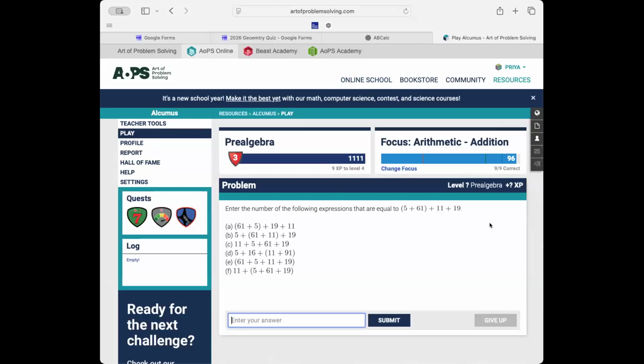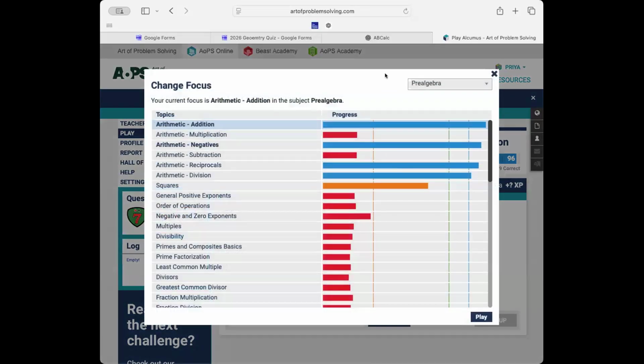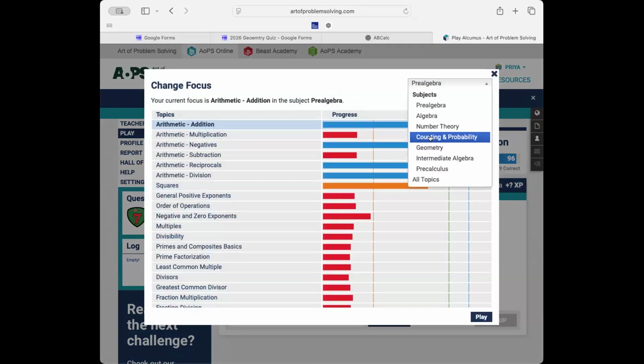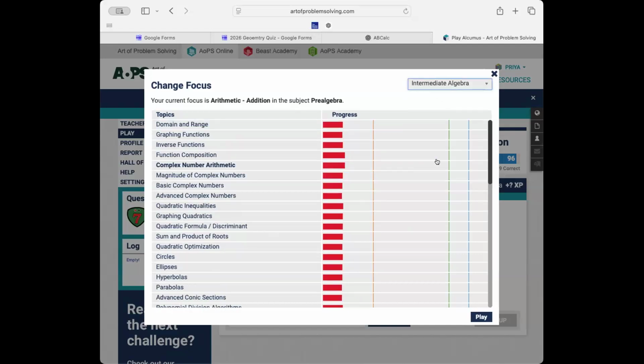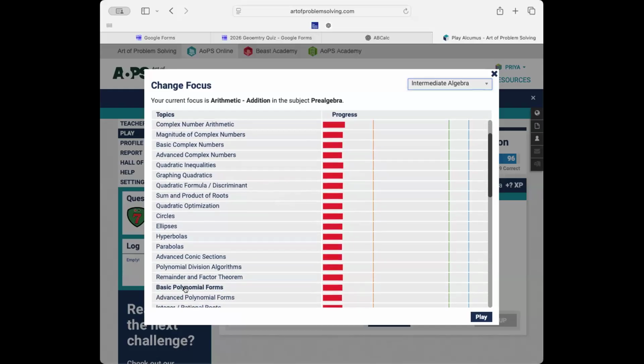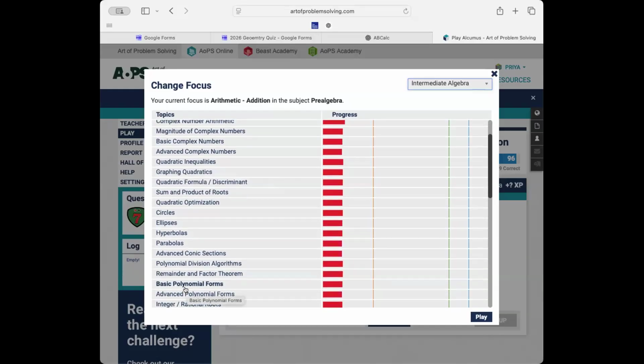Just play. When you play, the biggest thing here is, do you see that change focus? Do you see the change focus? I go here. You see pre-algebra, algebra, number theory, counting probability. So many things are here, right? Select intermediate algebra. Okay. All of these are what you learn in algebra 2. Make sense?